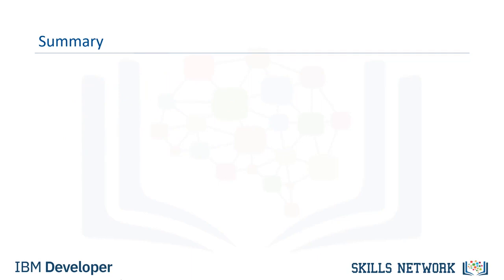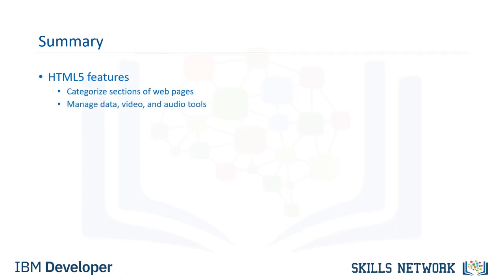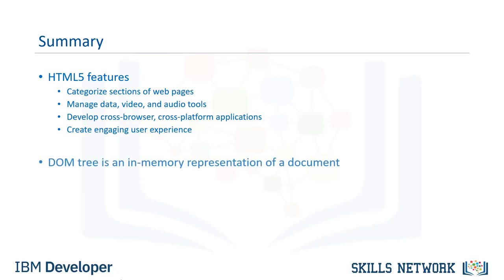In this video, you learned that HTML5 includes features for categorizing sections of web pages and managing data, video, and audio tools. Enables you to develop a single cross-browser application for the web and portable devices. Helps you to create a more engaging user experience. The DOM tree is a representation of a document which is held in memory. It contains nodes which define the type and structure of the document.